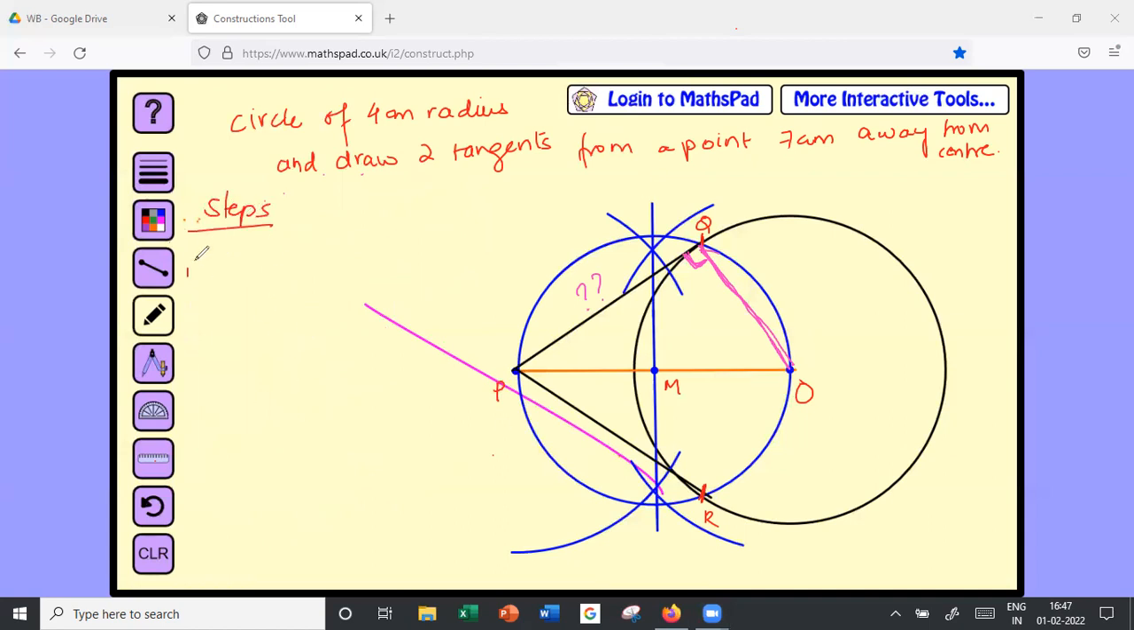Steps. First thing, draw a circle of given radius. I'm writing in general terms. So in this question, it was 4 centimeter. ठीक है, तो 4 centimeter का circle पहले बनाएंगे. Then you plot point P at given distance. Here it was 7 centimeter.